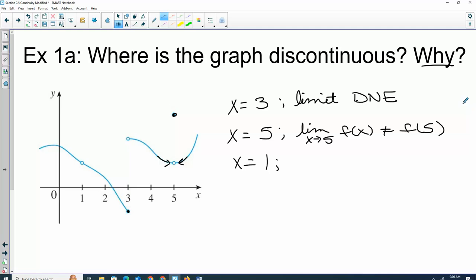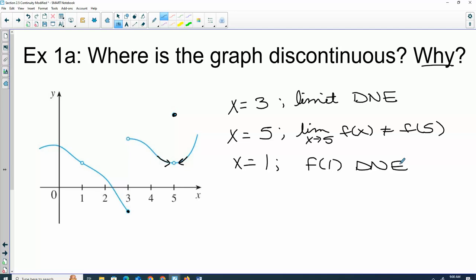You don't have to use all the correct notation. You can just tell me in words, that's fine as well. The last one, when x is 1, does the function exist when x is 1? No, I have an open circle in my graph. So the reason is f of 1 does not exist.